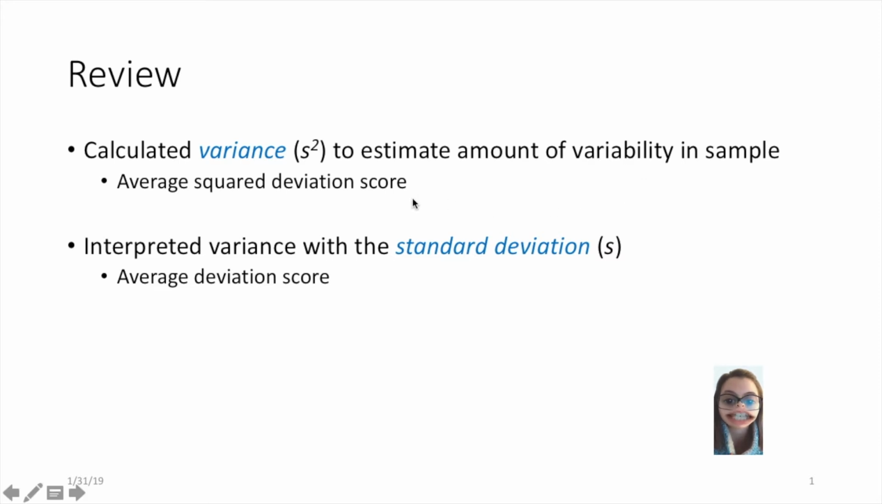So when we originally calculated variance, we had to take the average squared deviation score, and then to make that more interpretable, we took the square root of variance to calculate the standard deviation. And remember, the standard deviation is just the typical deviation from the mean, or saying on average for those who did differ from the mean in our sample, how much did they differ? So it's meant to estimate the average size of the deviation scores.